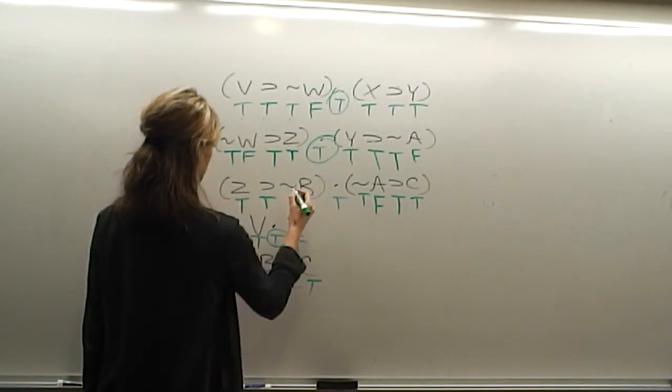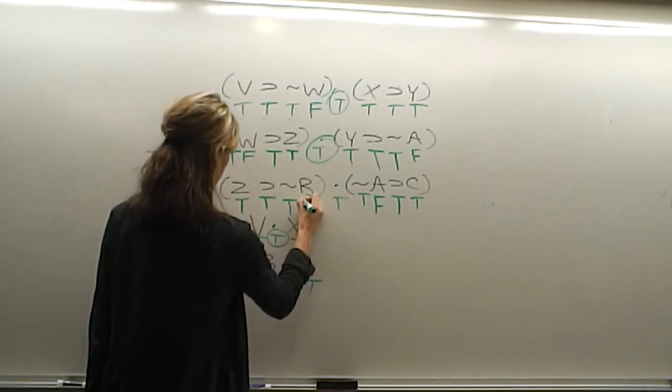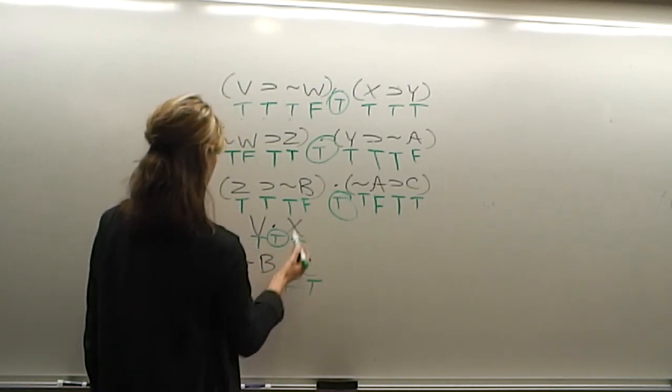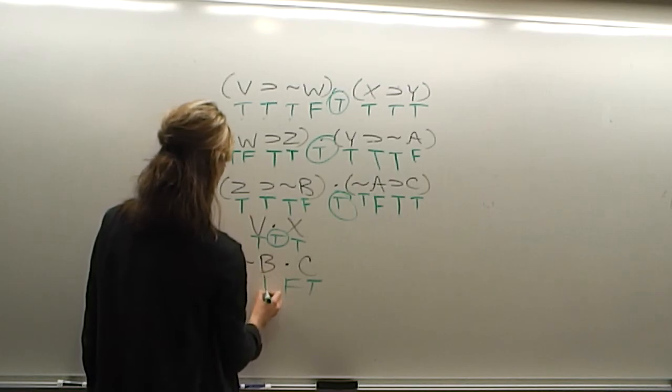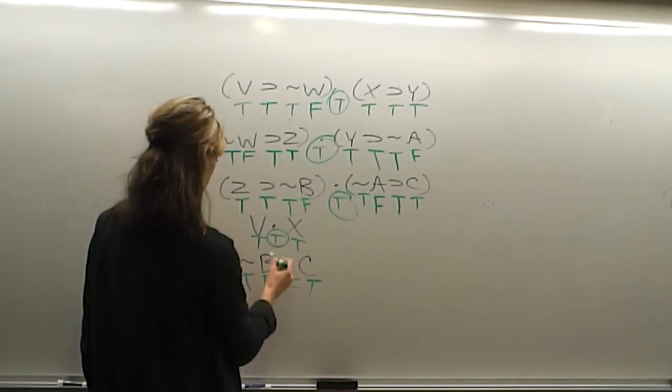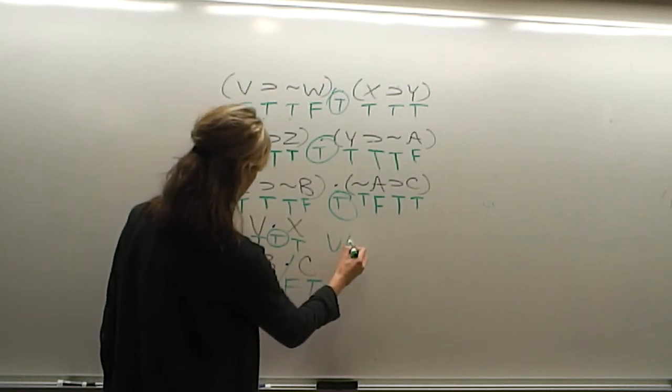Both of those are true. This has to be true, which makes B false. Why don't you circle that T under the dot? And then if B is false, then you put false right here. This is true, and that's not possible, so we know that the argument is valid.